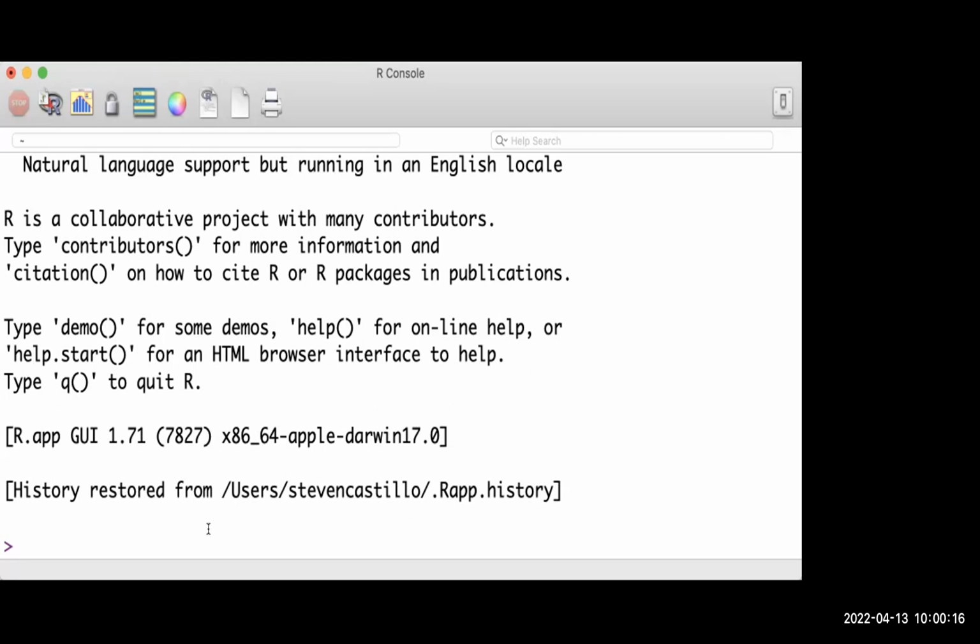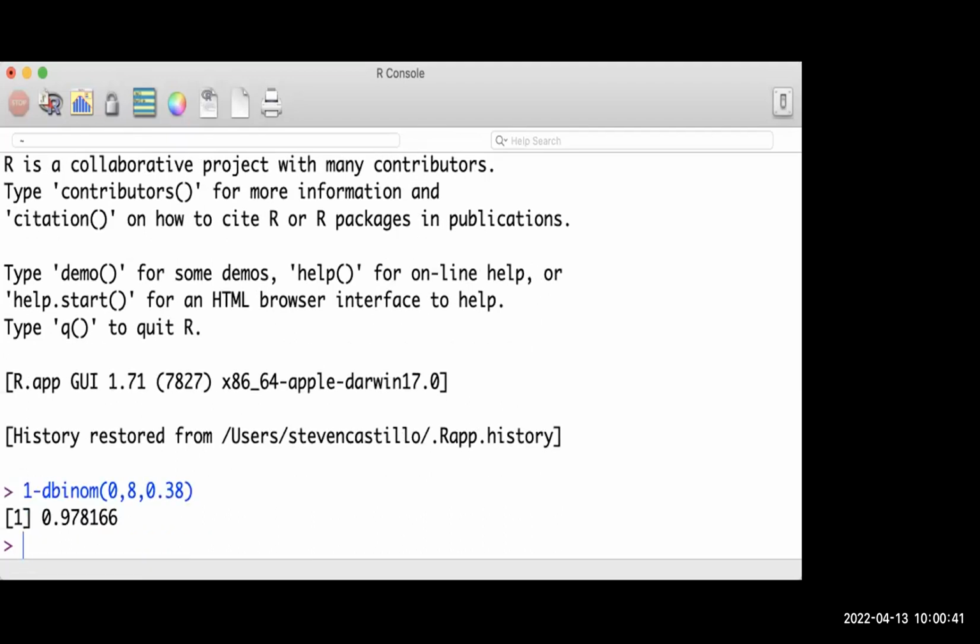And so let me type in 1 minus dbinom. I want to get rid of everything less than or equal to 0, 8, and 0.38. Well, I guess I'm just getting rid of 0. And so I have 0.978166.